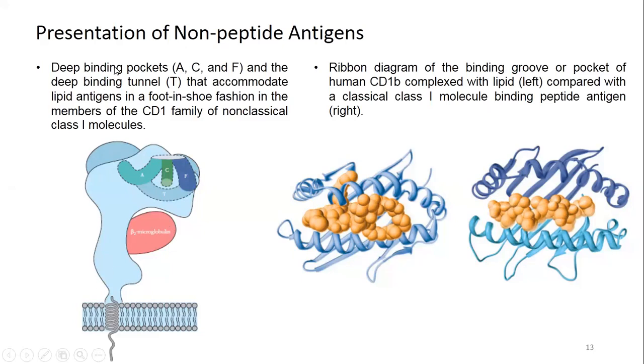We see a deep binding pocket of A', C', and F', and a deep tunnel produced by the T' that accommodate lipid antigens in a hot dog in a bun fashion in the members of the CD1 family. So it's a kind of non-classical MHC molecule.